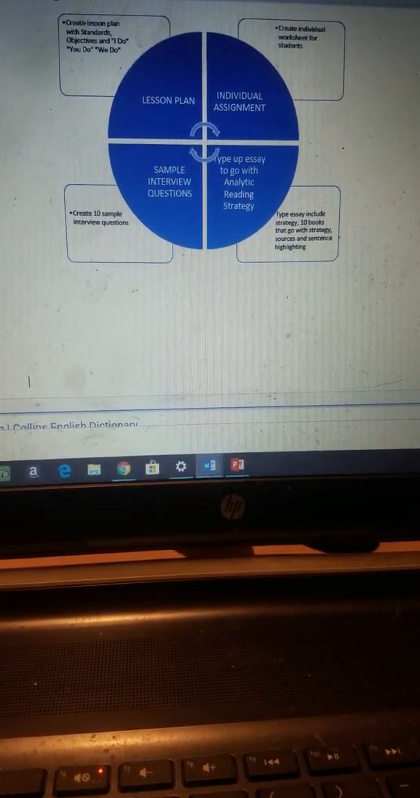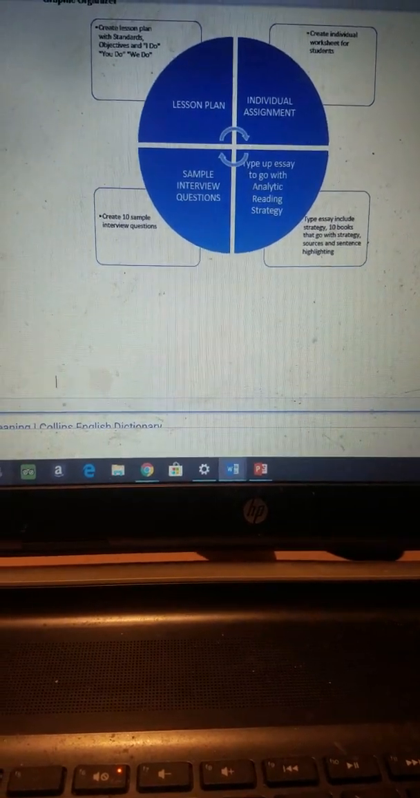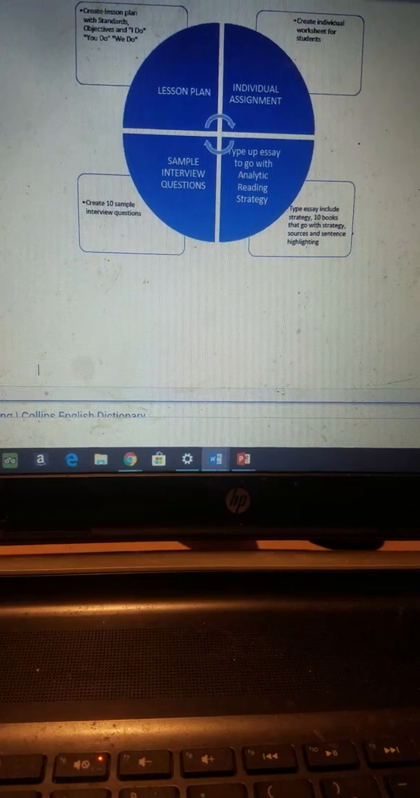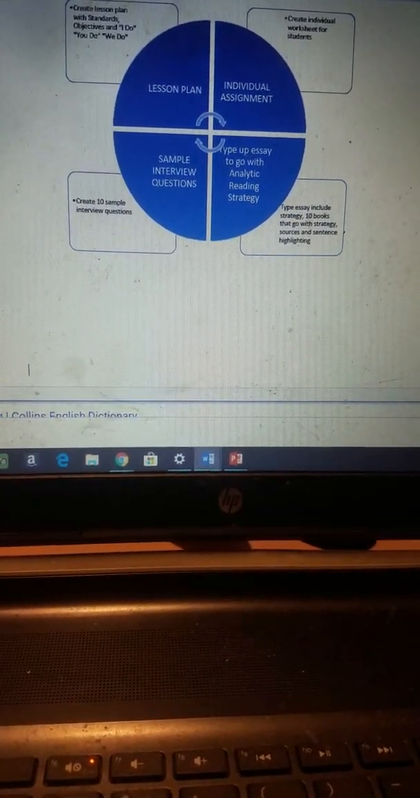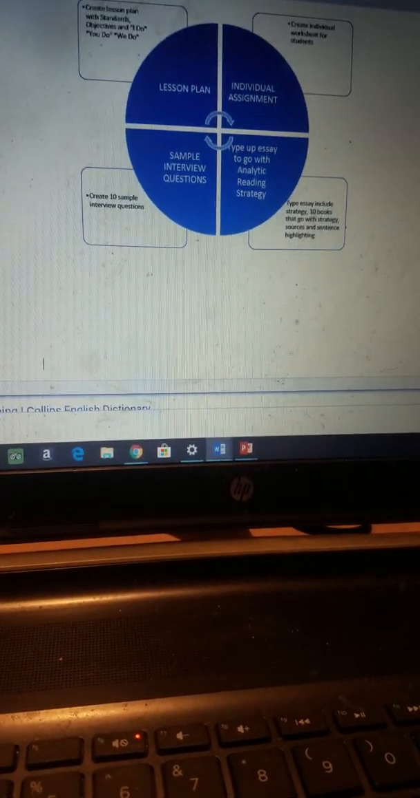I began with a lesson plan and an individual assignment where I created an individual worksheet for students and a color code for them to go by for sentence highlighting that highlighted the verbs, nouns, pronouns, main characters, theme, and key points in 2 books, Matilda and James and the Giant Peach. I also provided sample interview questions for students to come up with and do peer assessments with in groups of 2, and I typed up an essay that went with the analytic reading strategy.